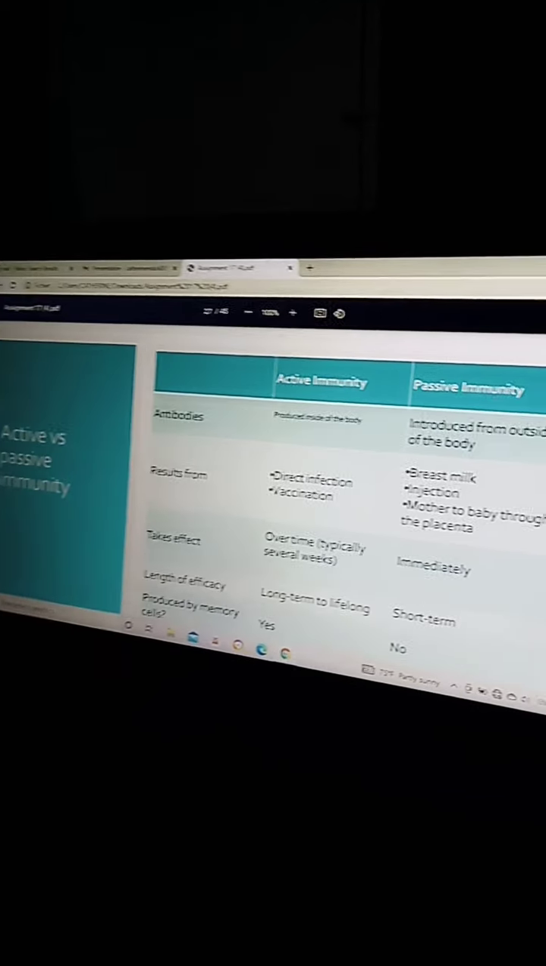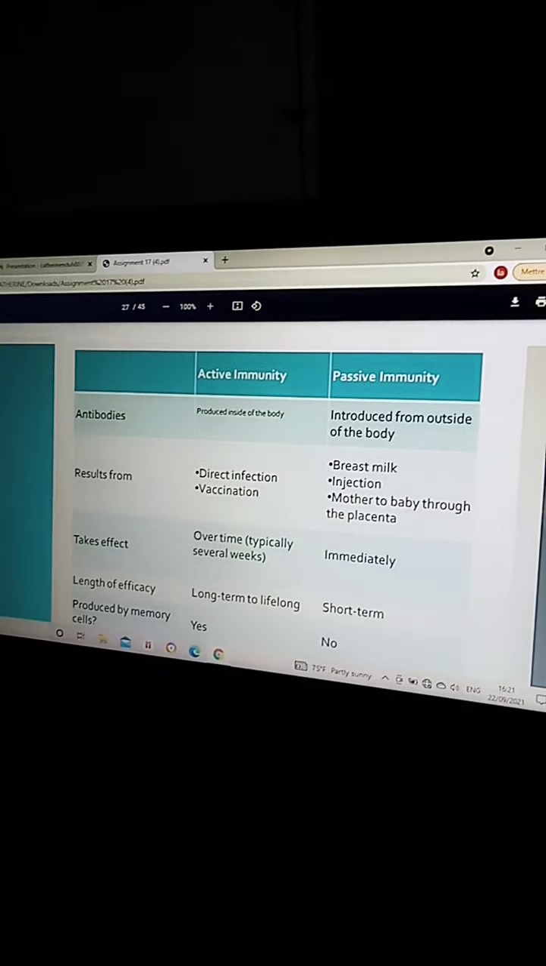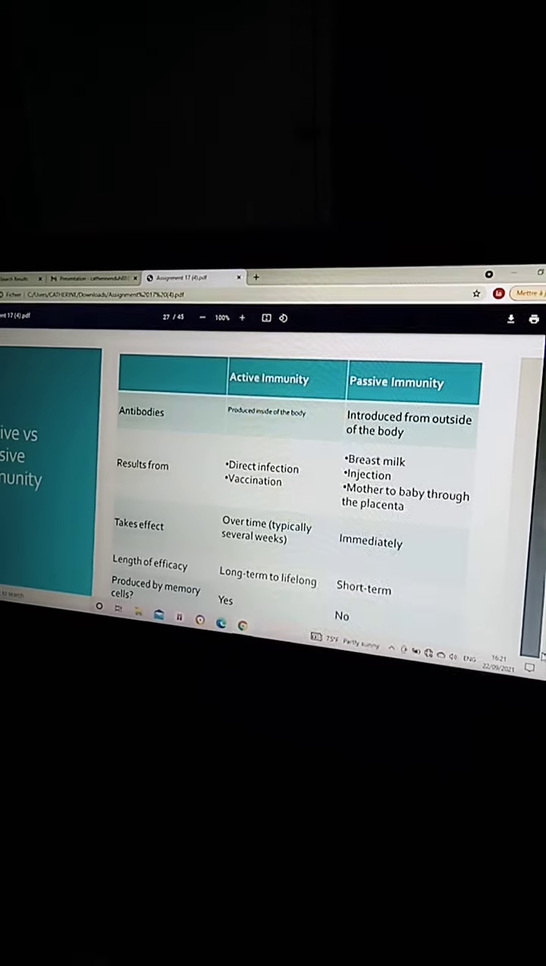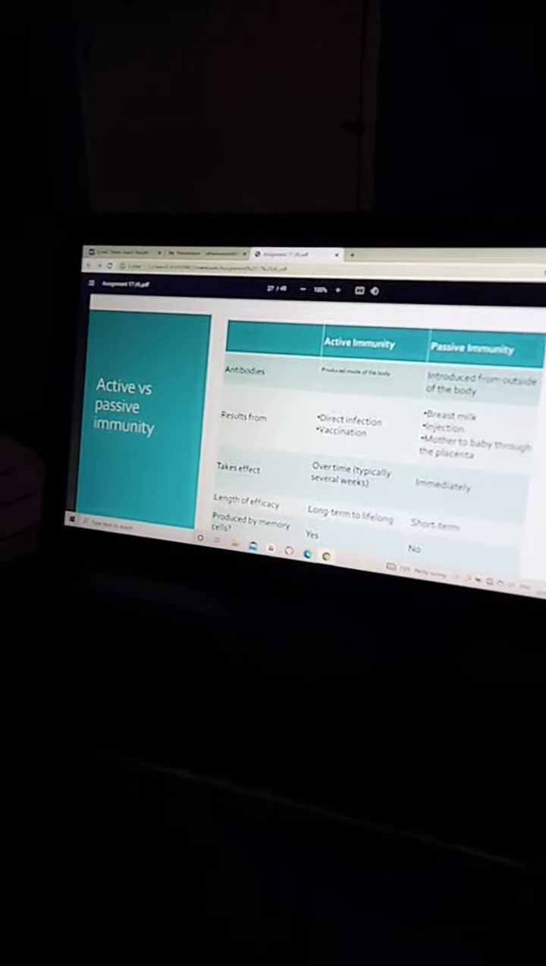This is a table representing the active versus passive immunity. As you can see, it's well laid out.